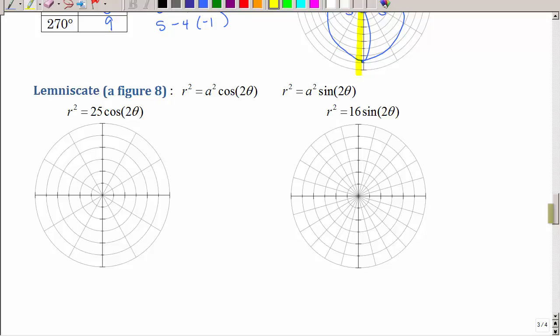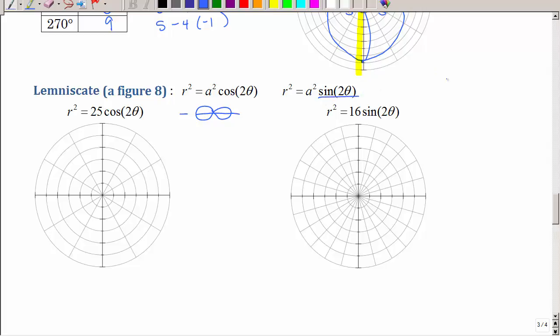Next type. Lemniscate is a figure 8. There's not too much difference in these, okay? So the cosine one, it's going to be a figure 8. You might even want to think about it being two circles or an infinity sign, okay? And it's symmetric with respect to the x-axis.